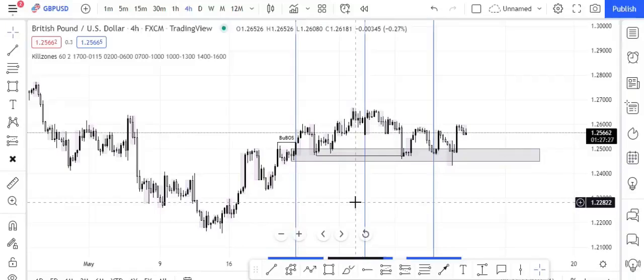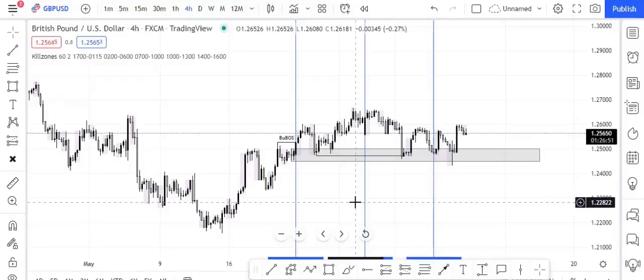When price opens, it will first create the low of the day, or the low of the week, or the low of the month before pushing higher. They must first clear, or most of the time they will have to first clear, the low of the previous week, or the low of the previous day, or the low of the previous month. They have to clear it first before they push price higher.